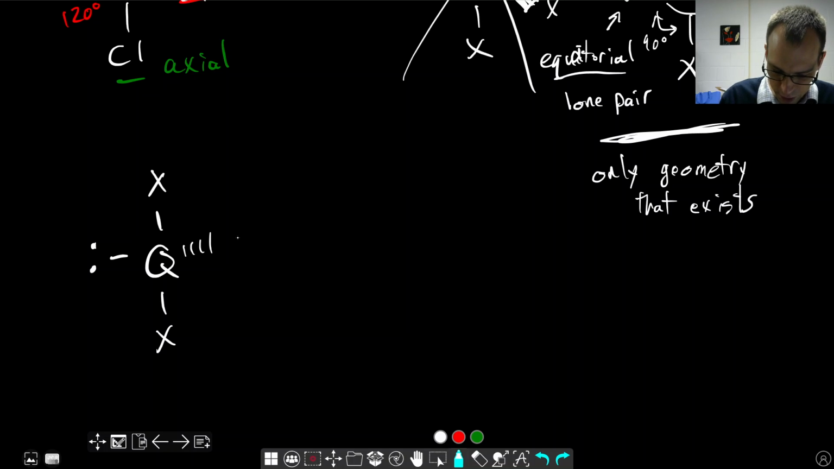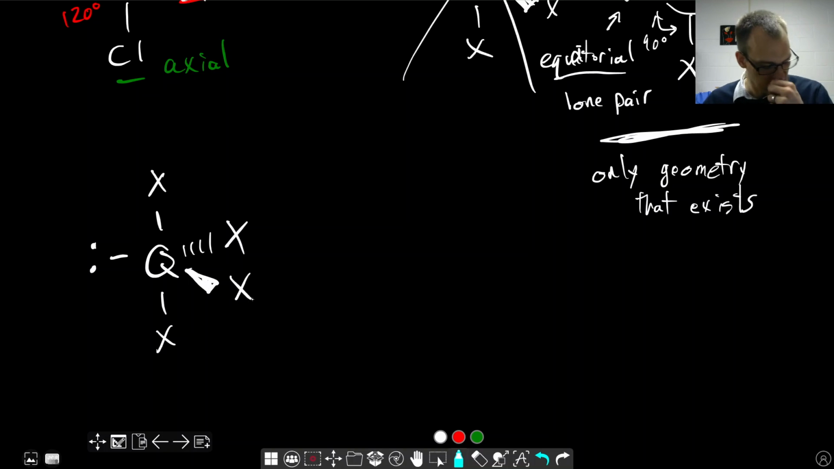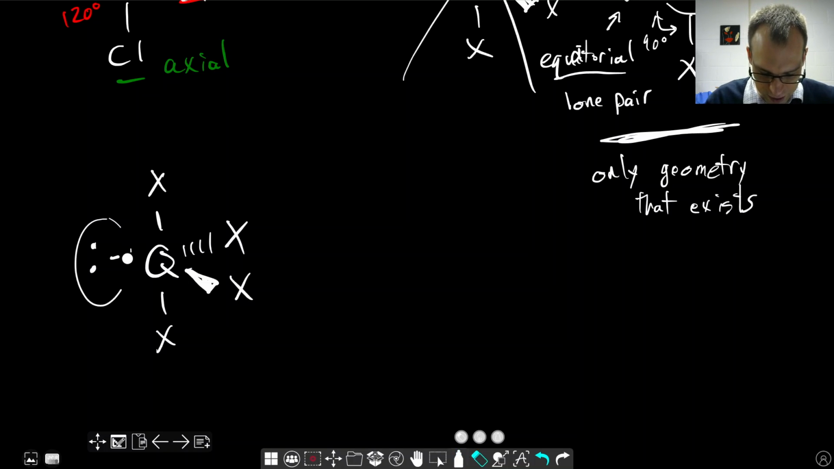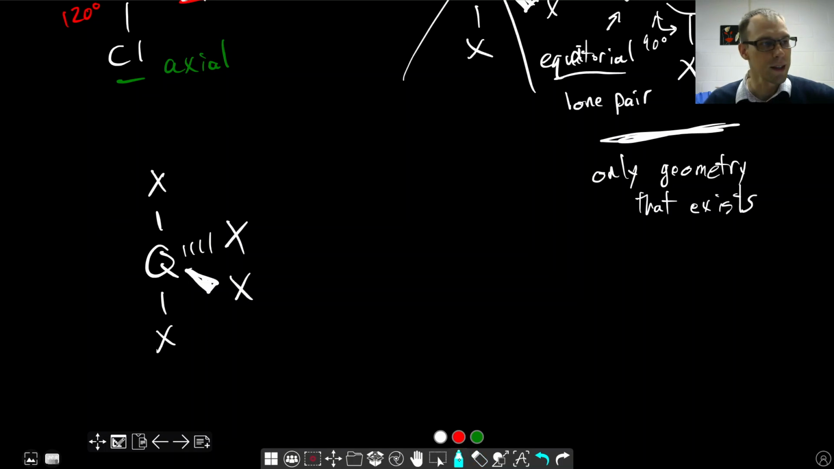I keep wanting to make these fluorines. We'll just make them X still. Okay, so what we're left with is this structure here. Now this is still an electron pair geometry of trigonal bipyramidal, but if we ignore this lone pair, it's there, but I'm just going to erase it just so we can look at just the structure of the atoms. We get this structure here, and the name of this is called seesaw.